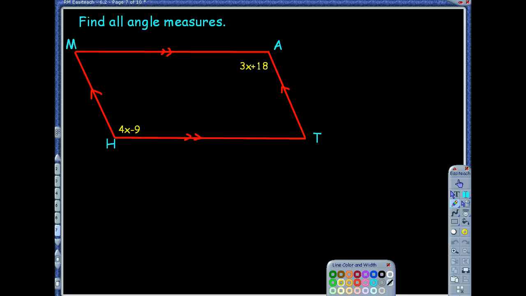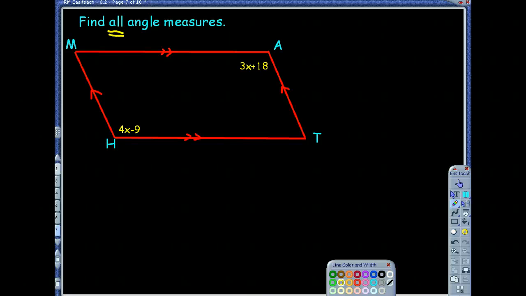All right. Next one, find all angle measures. And I'm just going to underline that word all because a lot of times that's the piece that we forget too. Okay. Looking at this picture, what is this a picture of? It's a parallelogram. And how did you know it was a parallelogram? Because opposite sides are marked parallel.